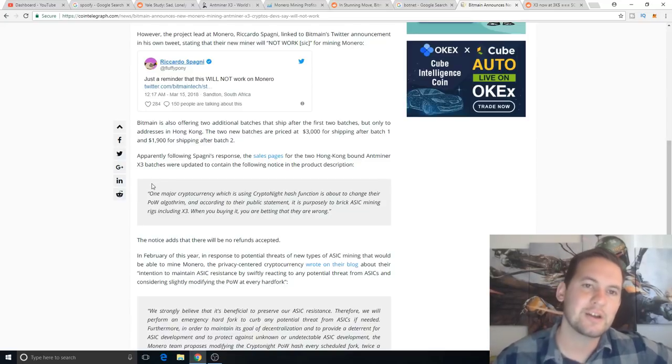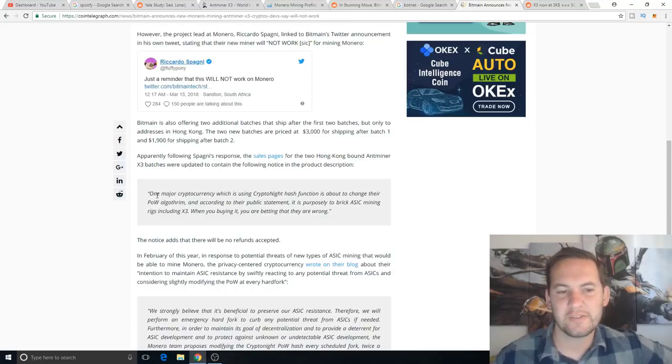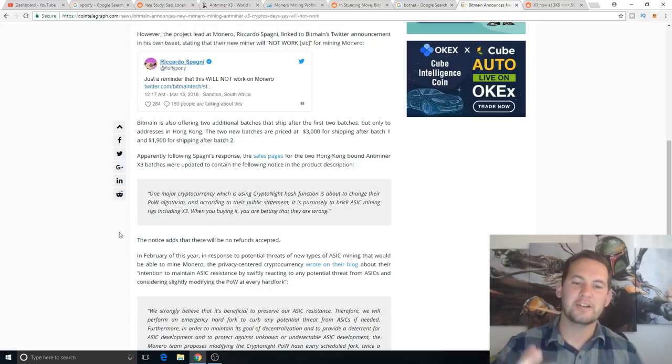They even put one specific thing on their page where it says one major cryptocurrency which is using the Cryptonight hash function is about to change their POW algorithm. And according to their public statement, it is purposely to brick ASIC mining rigs, including X3. When you're buying it, you are betting that they are wrong. So there's a little bit of broken English there because it's a Chinese company.